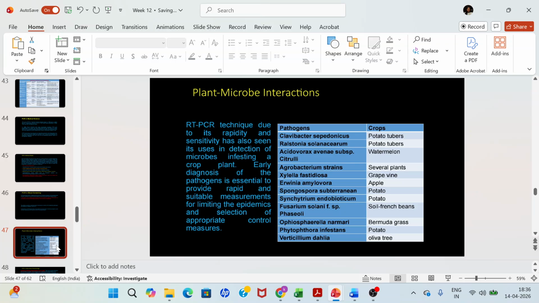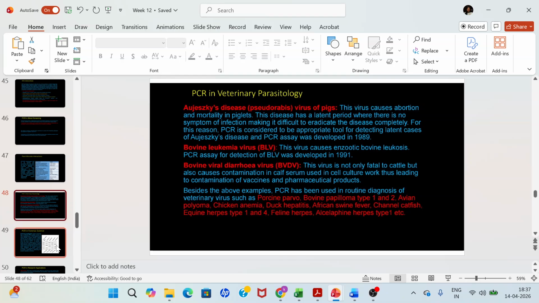Then the plant microbe interaction, the real-time PCR technique, due to its rapidity and sensitivity, has also seen its usage in detection of microbes infesting a crop plant. Early diagnosis of the pathogenesis is essential to provide rapid and suitable measurements for limiting the epidemics and selection of the appropriate control measures. So that is how the plant microbe interaction also helps to understand the particular proteins or particular type of organism.